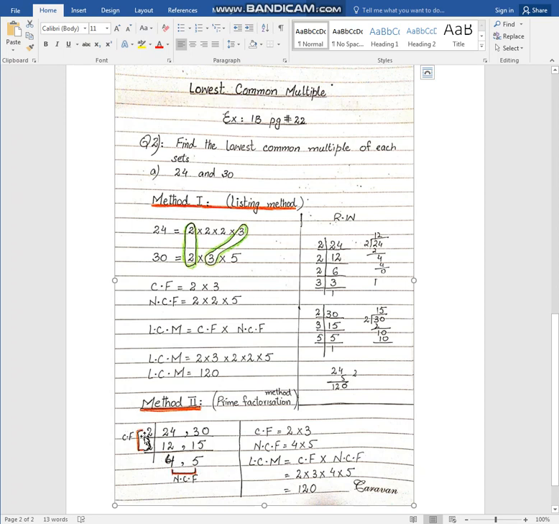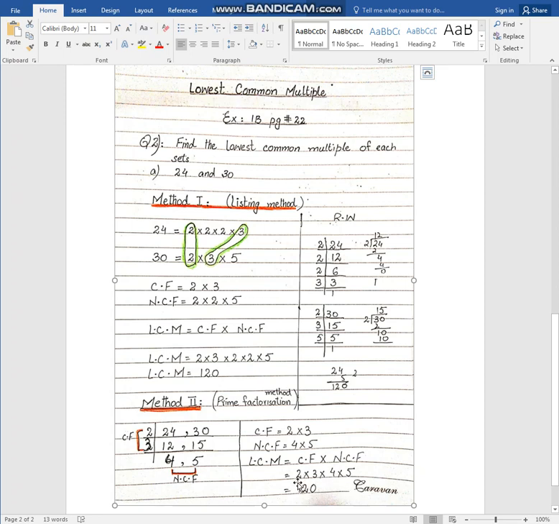So these 2 and 3 they will be the common factors, and these 4 and 5 they will be the non-common factors. Clear? CF means common factors. 2 and 3 we will write over here, and 4 and 5 they are the non-common factors. We will write over here. You know that the formula of LCM is a common factor multiplied by non-common factor. The common factors are 2 multiplied by 3. We will write over here, multiply by, and non-common factors they are 4 and 5. We will write over here, 4 multiplied by 5. Then just multiply these numbers and get the answer.